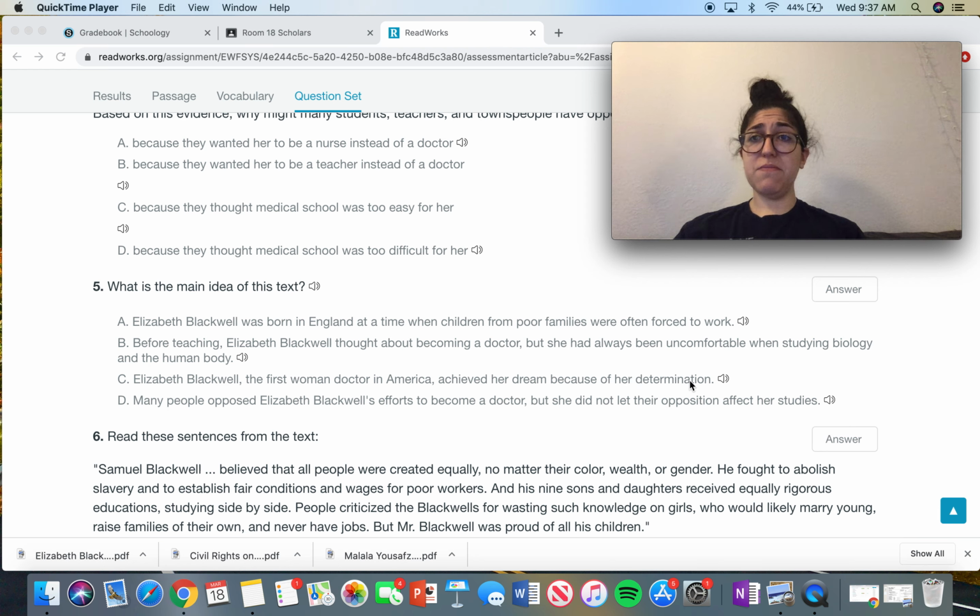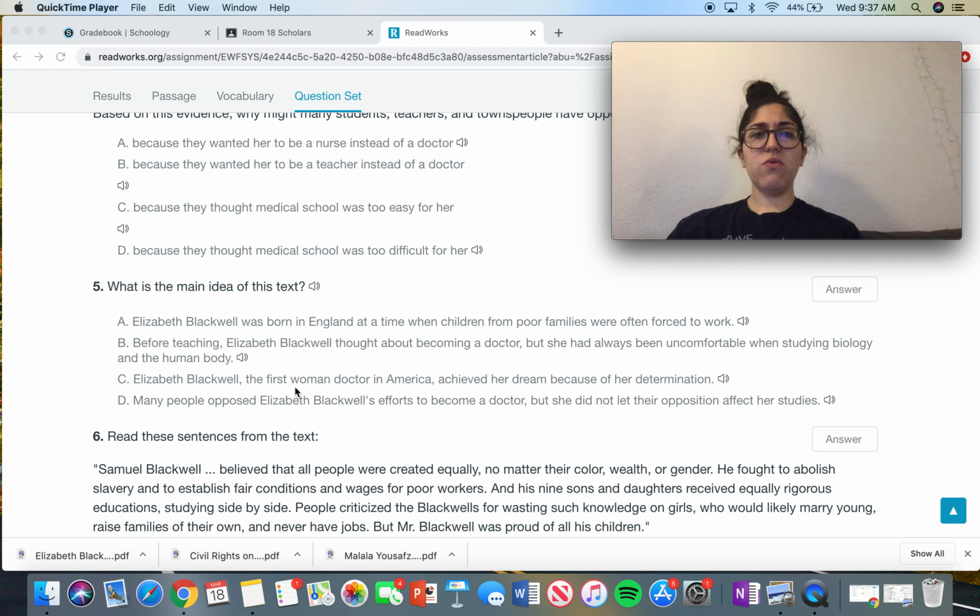That seems right. But let me read D. Many people opposed Elizabeth Blackwell's efforts to become a doctor, but she did not let their opposition affect her studies. Well, that's also really good. So I want to think about which is sort of a broader idea, which one captures more of the whole text. And between the two, D is good, but C can include D.